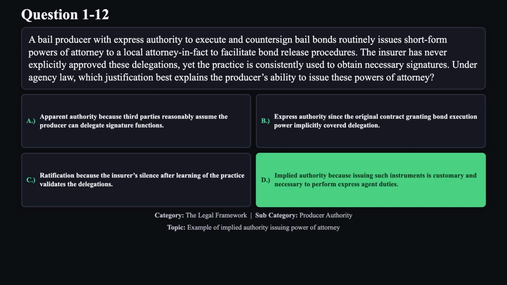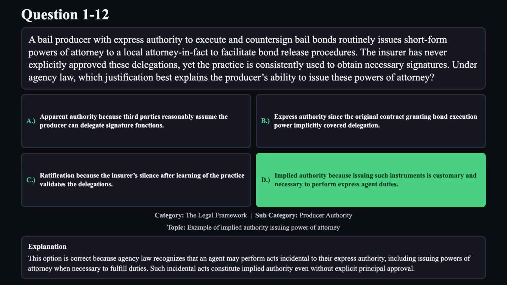The correct answer is D. This option is correct because agency law recognizes that an agent may perform acts incidental to their express authority, including issuing powers of attorney when necessary to fulfill duties. Such incidental acts constitute implied authority even without explicit principal approval.